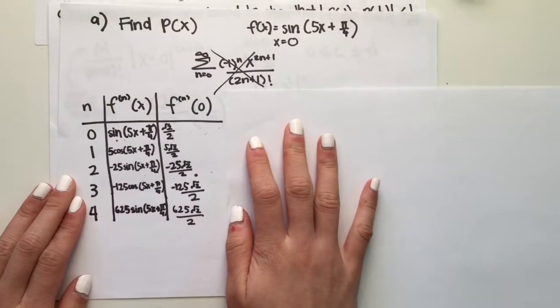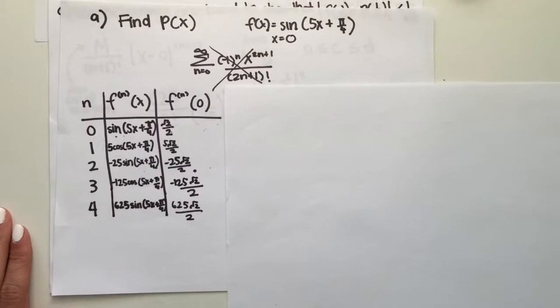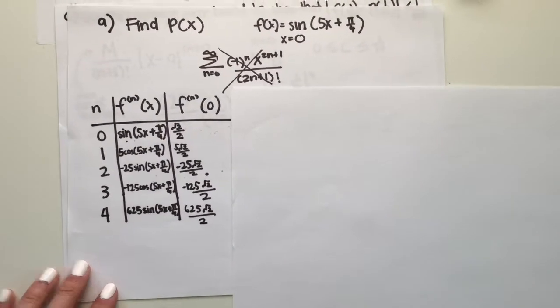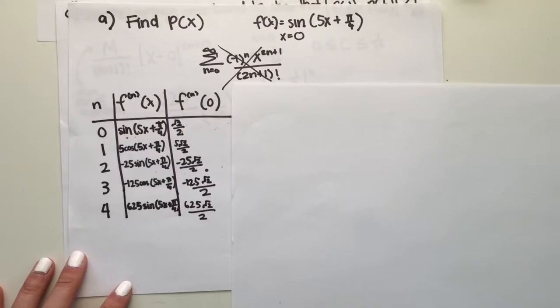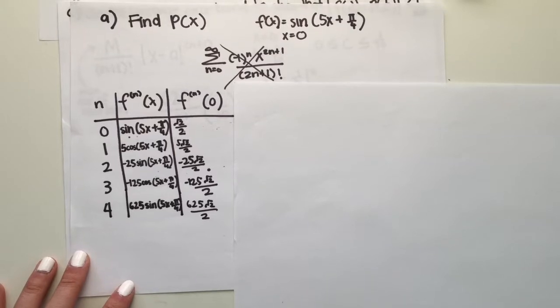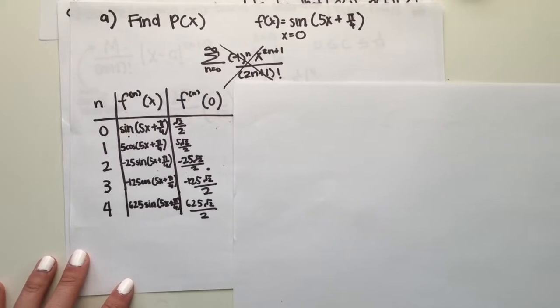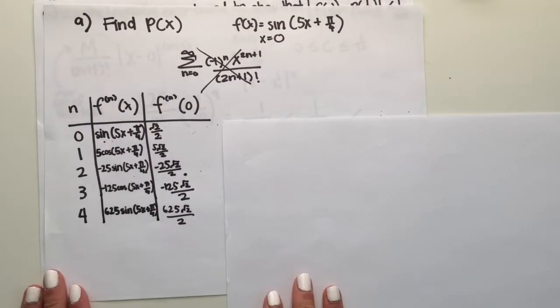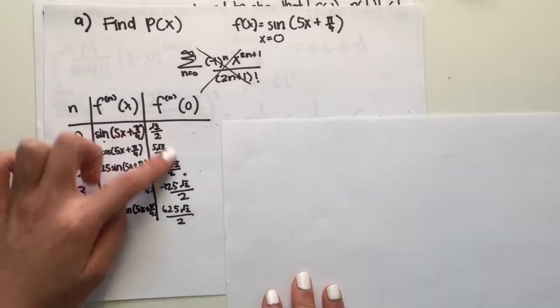So when n equals 0, f of x is obviously sine of (5x plus pi over 4), and then the first derivative is going to be 5 times cosine of (5x plus pi over 4). The second derivative is negative 25 times sine of (5x plus pi over 4), and the third derivative is negative 125 cosine of (5x plus pi over 4). Since x equals 0, we can plug that into f of x and get these values right here.